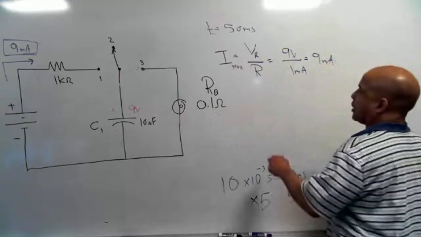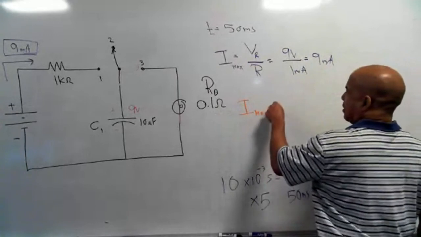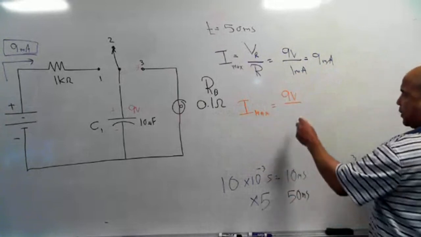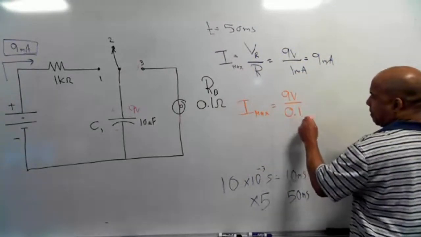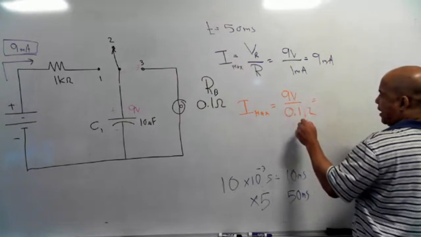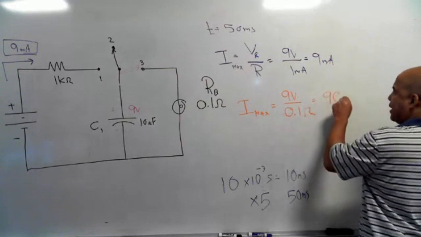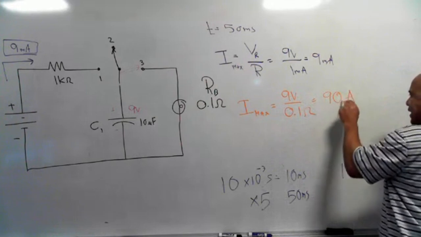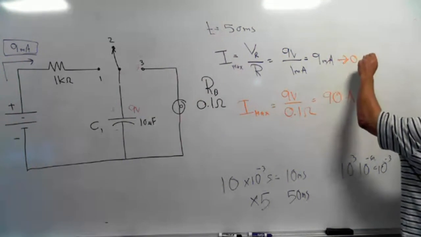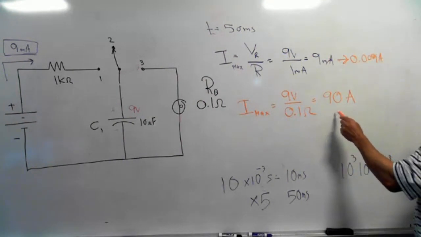That capacitor is charged up to 9 volts, but it's going to discharge through 0.1 ohm. You divide 9 by 0.1, you get 90, not milliamps, you get 90 amps. So where this current was 0.009 amps, the discharge current is 90 amps.